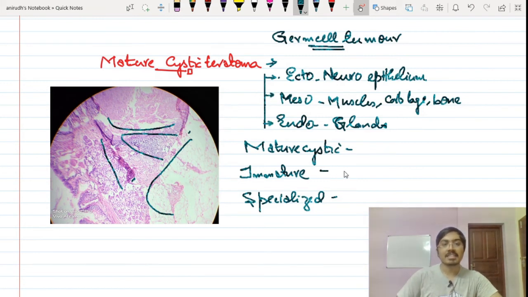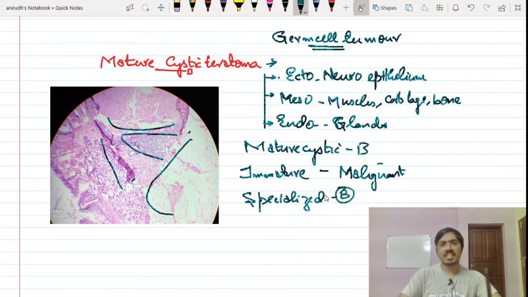Immature teratoma means it is not mature, so immature cells, immature components can be present of everything like this. Now tell me which is malignant among this, which is benign, which is malignant. Whatever is immature is malignant, and this is the malignant one. This is the malignant teratoma, right? Mature cystic is benign, and even this is also sometimes benign.